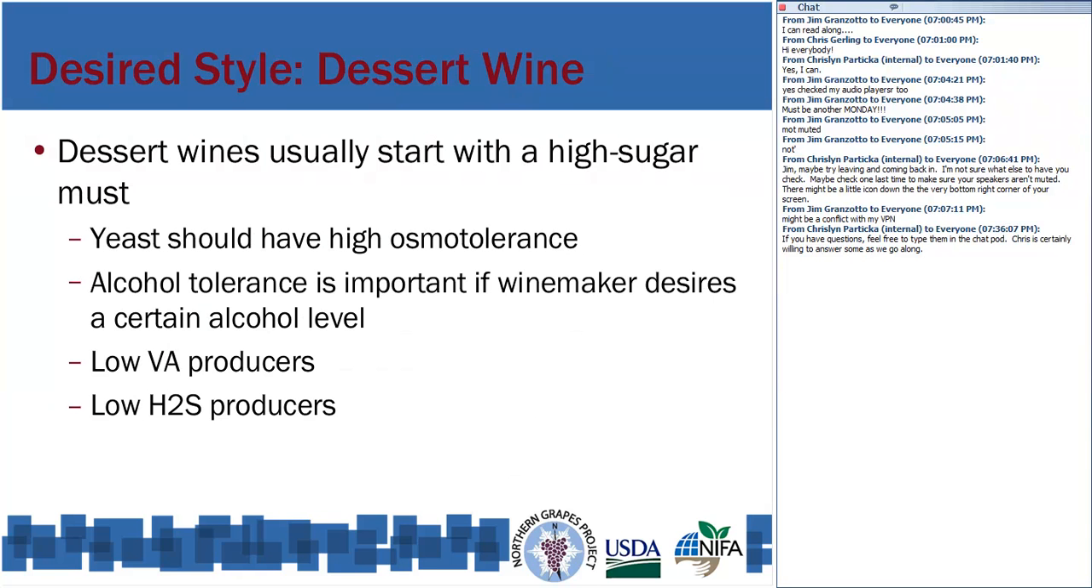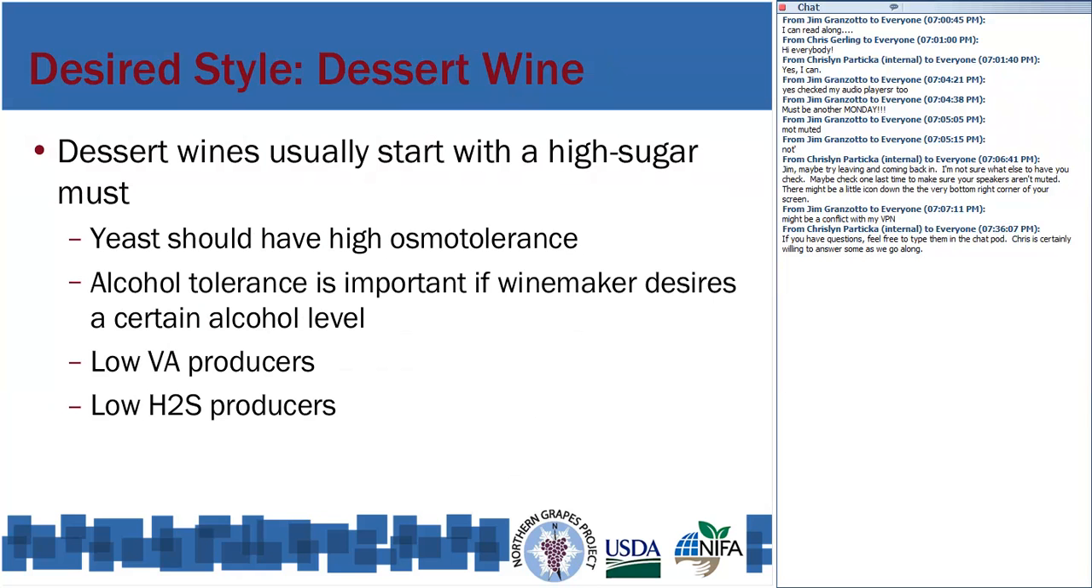Like I mentioned earlier, some of these dessert wines have this really high sugar must, so you need to make sure that yeast have a high osmotolerance against this osmotic pressure on their cell. And if you look at any catalog that gives yeast recommendations, anything that's recommended for late harvest or ice wines is going to have this tolerance against osmotic pressure. Your alcohol tolerance is more of a winemaker style standpoint. So maybe you want a lower alcohol, higher sugar, or maybe you want something with a little bit higher alcohol, and that all depends on the balance you're looking for in your wine.